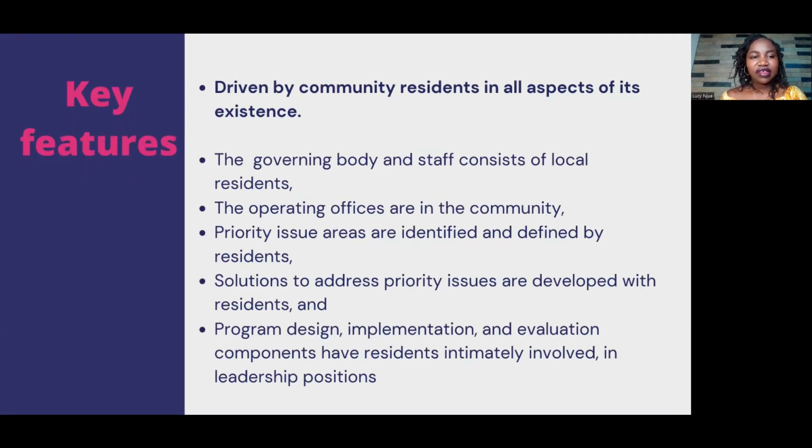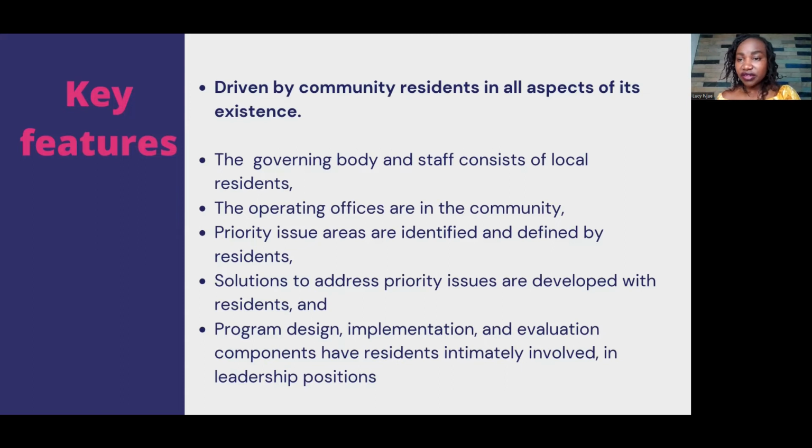These are the key features of a CBO. Key feature number one is that they're driven by community residents in all aspects of their existence. As the name suggests, this is owned by the community. It is not owned by one person. Every activity, everything that you do, as long as it's a CBO, is governed and managed by the residents of a certain community.